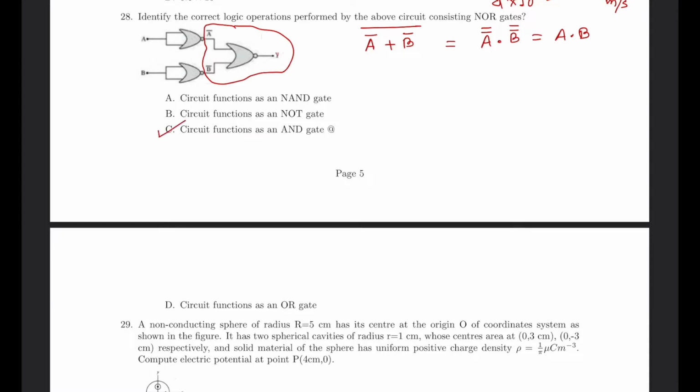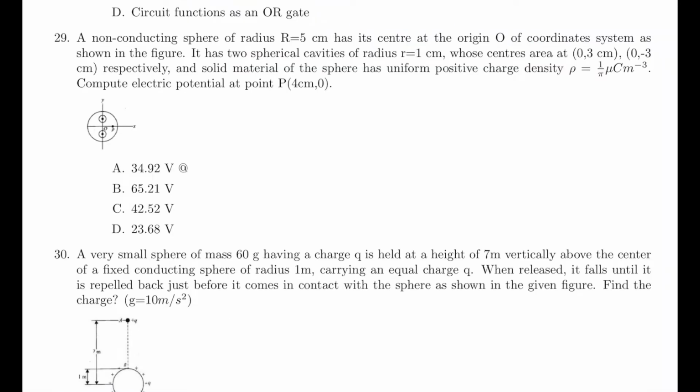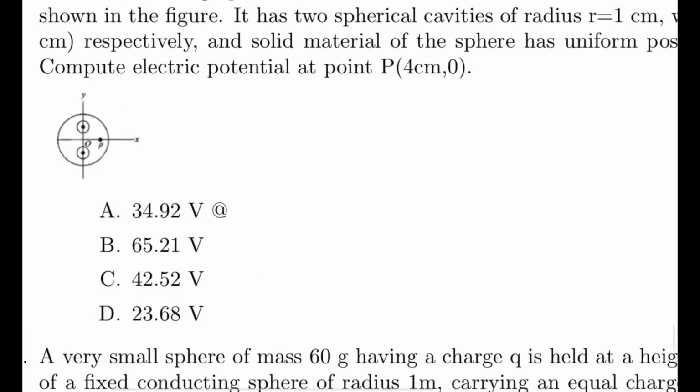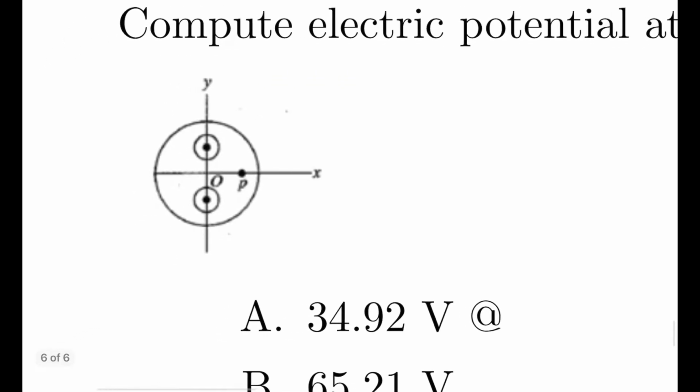Option C. A non-conducting sphere of radius 5 cm has its center at the origin O of the coordinate system as shown in the figure. It has two spherical cavities of radius 1 cm, whose centers are at (0, 3) and (0, -3) cm respectively, and the solid material of the sphere has uniform positive charge density 1/pi microcoulomb per meter cube. Compute the electric potential at the point P, which is (4 cm, 0). So this is the configuration.